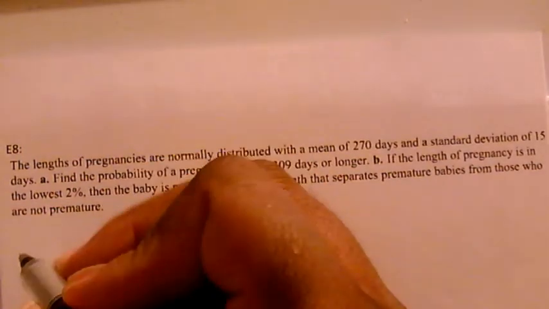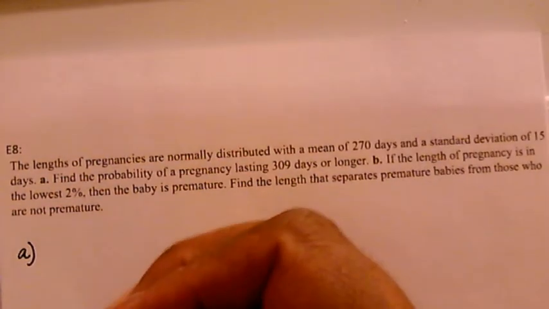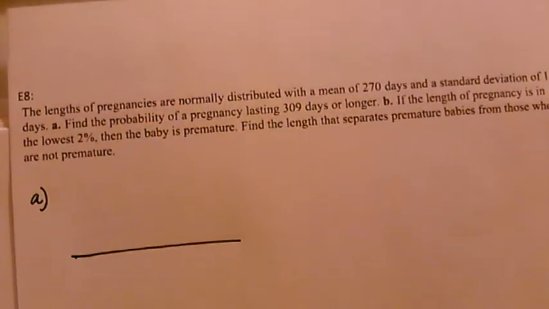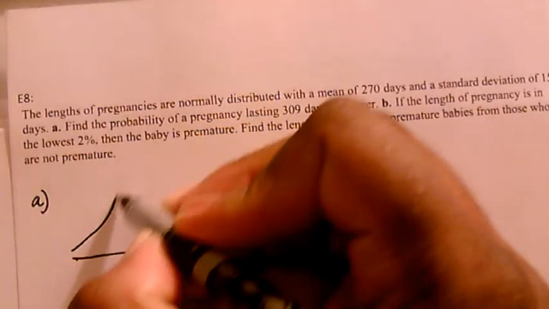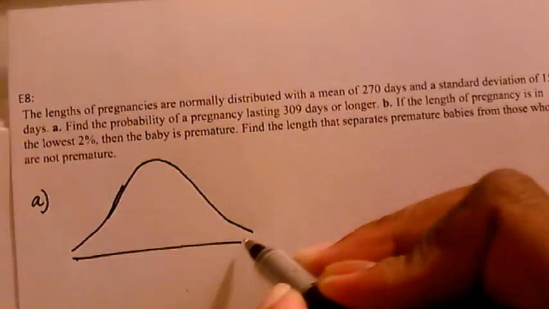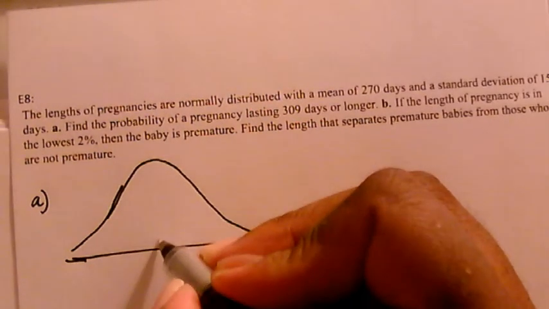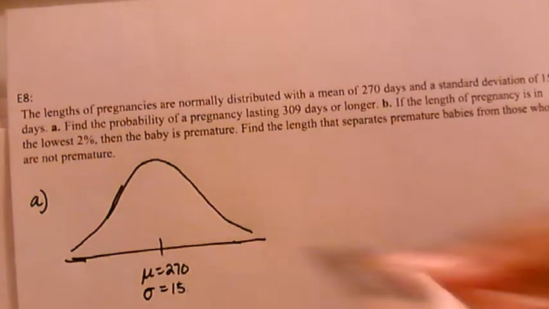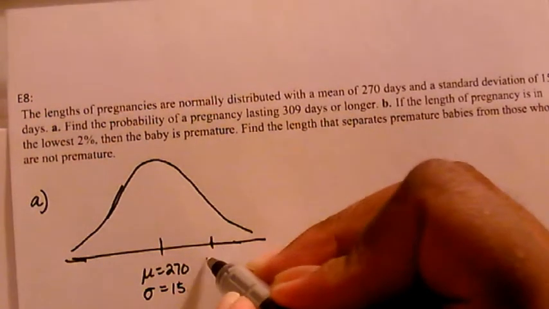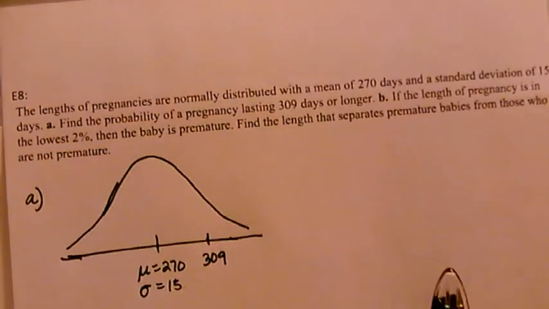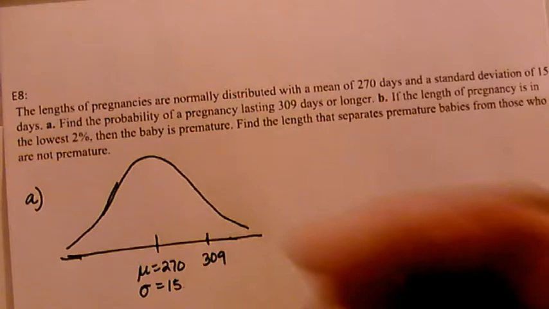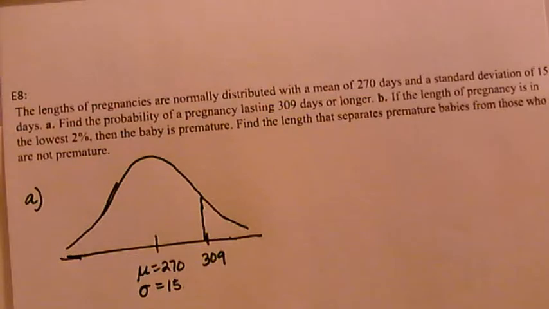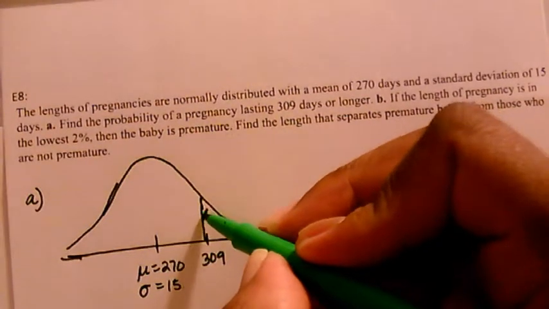Okay. In this case, let's draw a normal curve to see what's going on here. The mean is 270. Standard deviation is 15. 309 is what we're looking at. That's your x value. So 309 is to the right of 270, and we're looking at this shaded area to the right of 309.